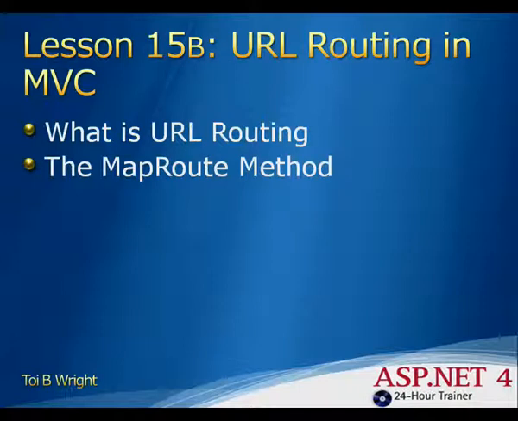ASP.NET MVC uses the MapRoute method of the RouteCollection class to define new routes. The MapRoute method can include the following parameters. The name: this is a string representing the name of the route and is required. The URL: this is a string that contains the URL pattern for the route and is also required. Defaults: this is an object containing the default values for the route. Constraints: this is an object containing the constraints for the route. And finally, namespaces: this is a string array of the namespaces for the application.